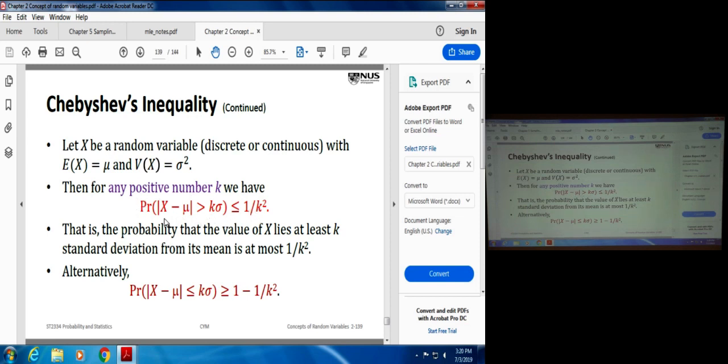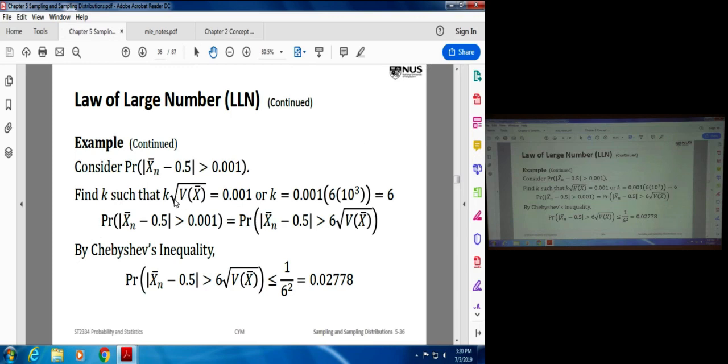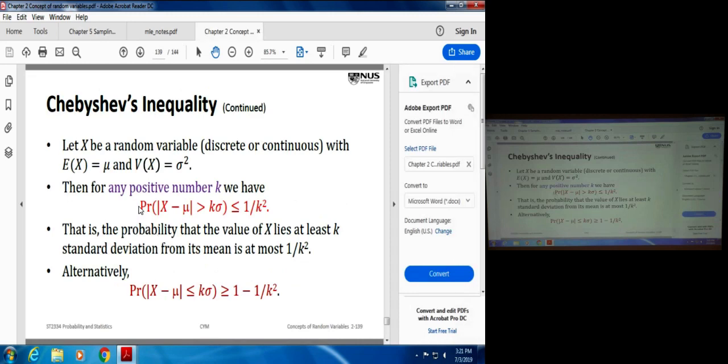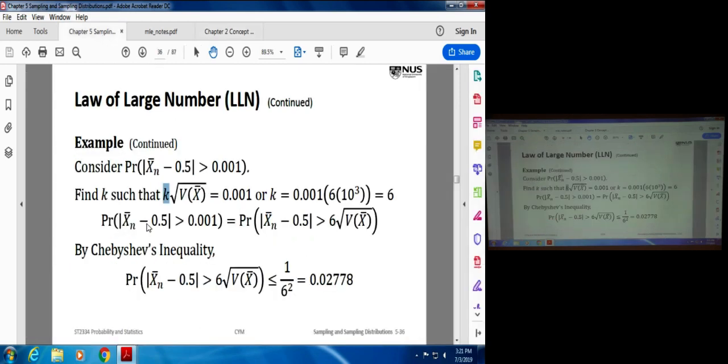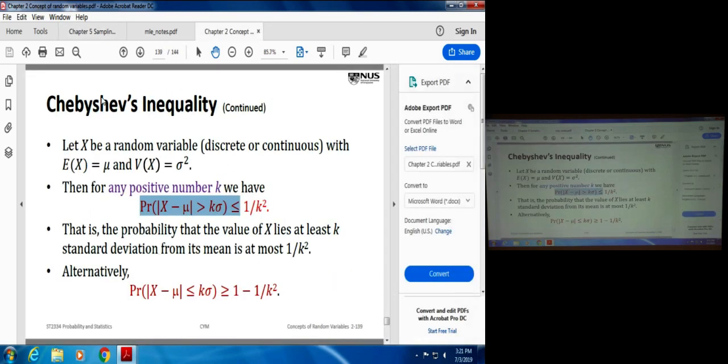I'm reminding you of this because we're using the Chebyshev inequality. The reason why we use k times the square root of the variance of x should be clear, because we want to apply this inequality. Now in our scenario, the random variable x is played by our sample mean. Mu, remember, is the expectation of the random variable.